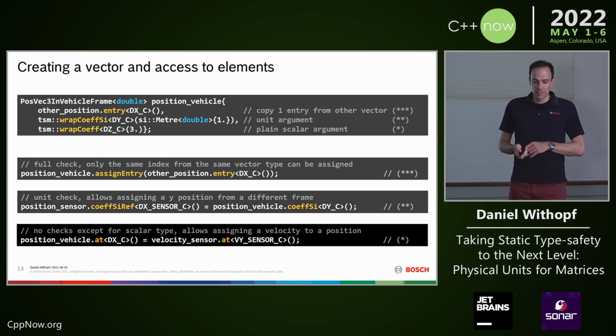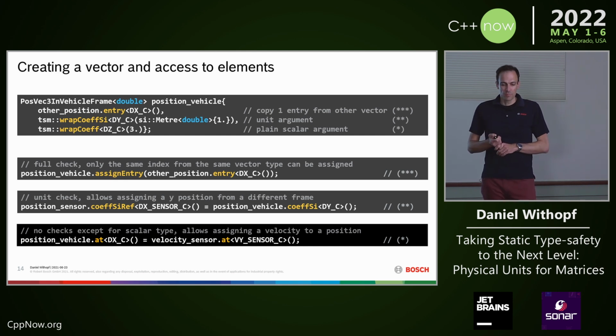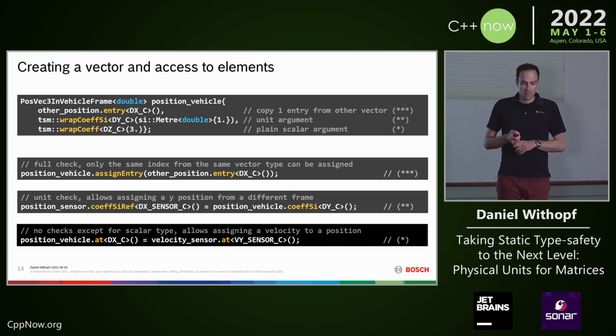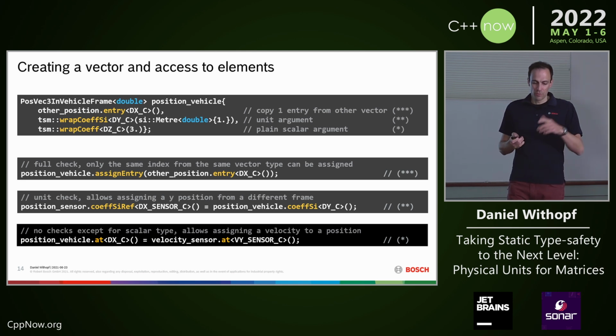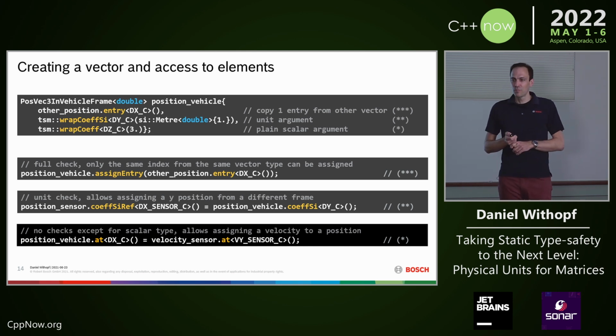And again, the least type-safe version is to use the add method. Here we can assign the y velocity in sensor frame to the x position in vehicle frame. So again, very questionable. This operation should be avoided if possible.